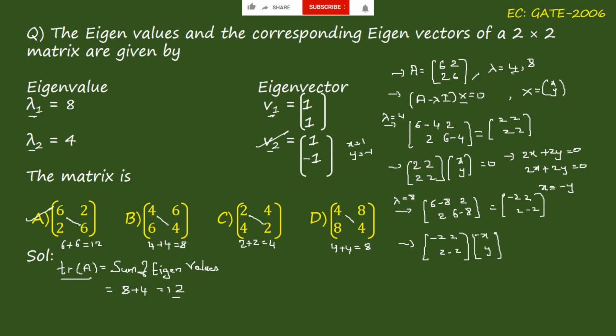So here it becomes minus 2x plus 2y is equal to 0. Another one is 2x minus 2y is equal to 0. Then we can say x is equal to y. When x is equal to 1, y is equal to 1. So when the eigenvalue is 8, it got satisfied. This is the answer. The simple way is to just check the trace of A.